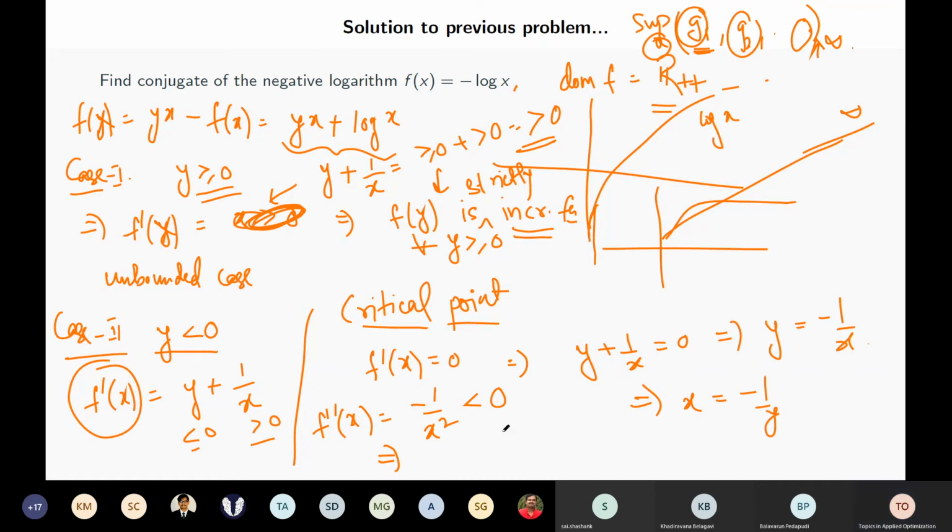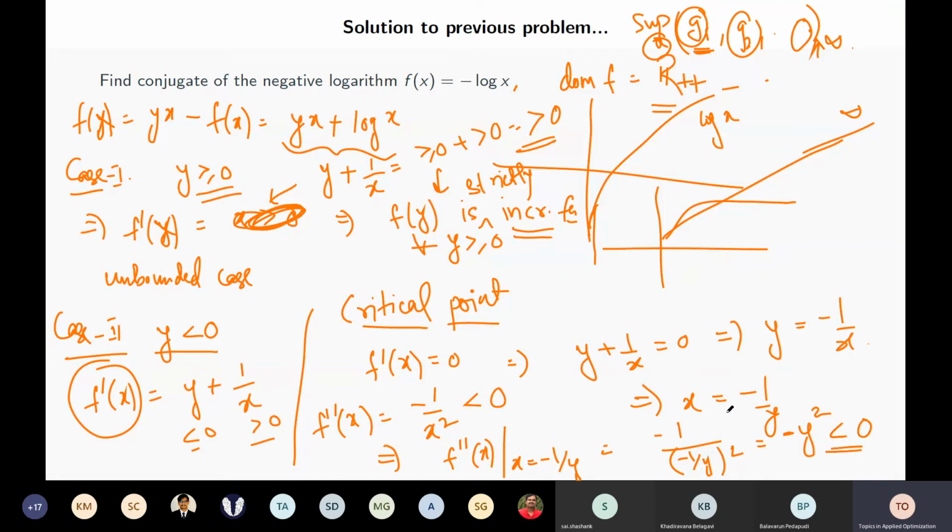that at this point, x is equal to -1 over y, we can compute this f double prime x at x is equal to -1 over y. So what is this? -1 over x squared, which is -1 over y whole squared. So this is y squared only. I mean minus y squared. Okay, so this is minus y squared, and y squared is always positive, and this is negative, right?